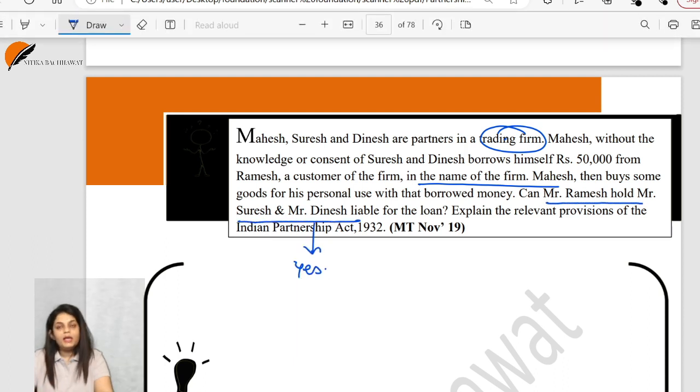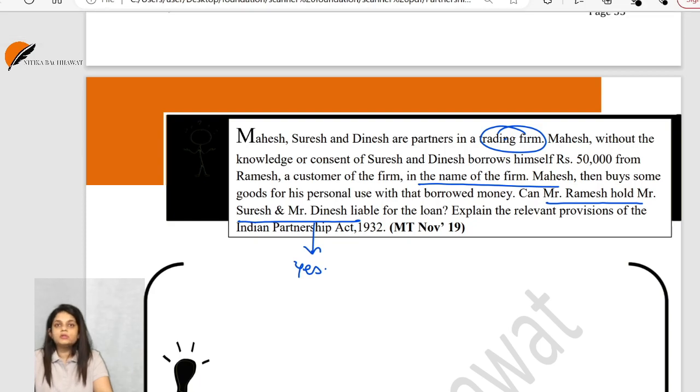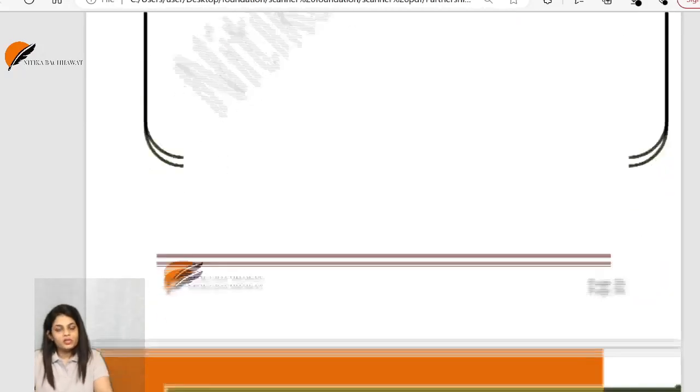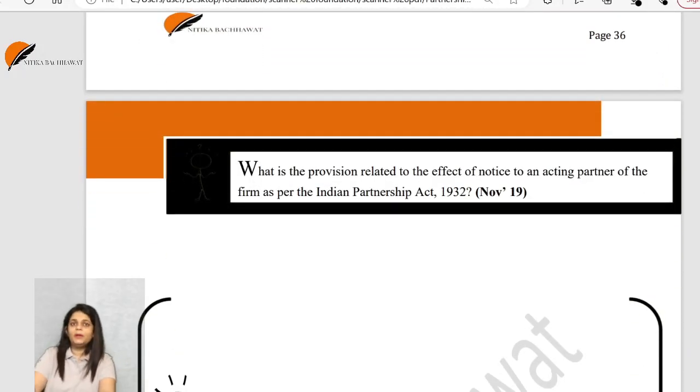Yes. Any act which is done in the usual course can bind the whole firm. But ma'am, it was Mahesh, so he will be liable to Suresh and Dinesh. As far as the third party is concerned, the whole firm is liable.